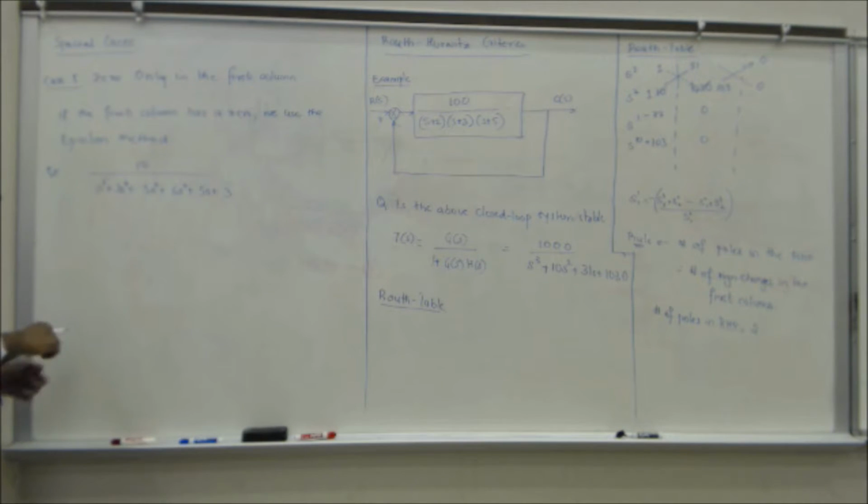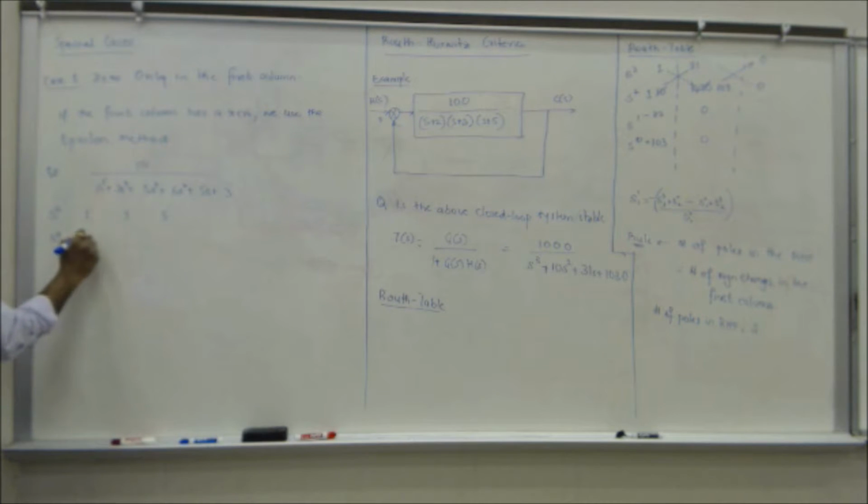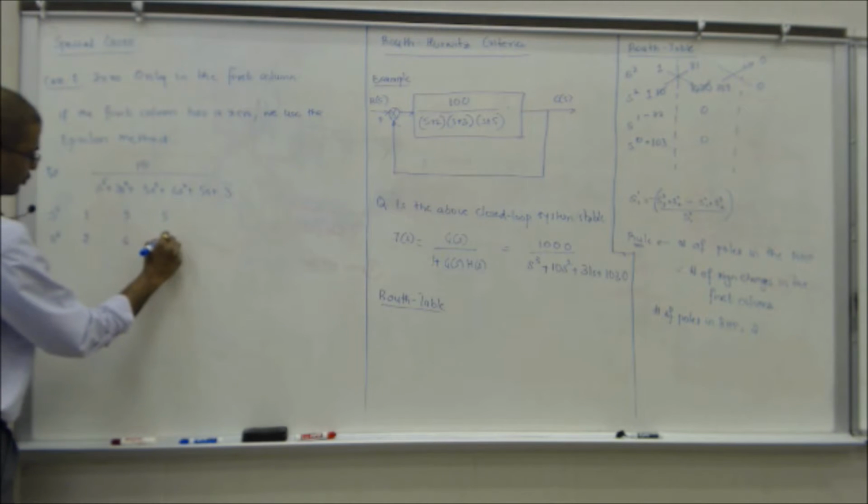How do you construct the route table for this one? Right. So you have S5, S4, right? So what you do is you pre-populate only these two, the first two rows. So what are the pre-populated rows? 1, 3, and 5. And this would be 2, 6, and 3.